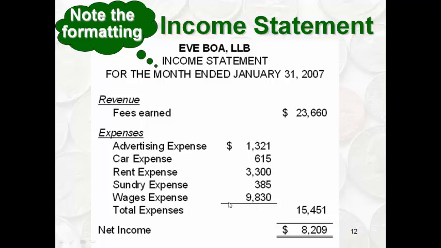Remember, we always underline before totaling something up. That's why we have an underline here and an underline right over here. And then our final figure, or the bottom line, which is another word for income or profit. The bottom line, you may have heard of that before, is double underlined. And don't forget the dollar sign.